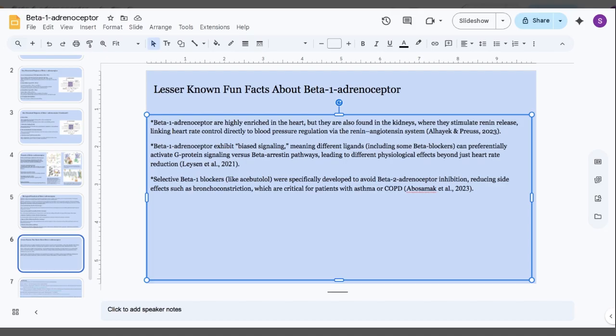Beta-1 adrenergic receptor exhibits biased signaling, meaning different ligands can show a preference in activating G protein signaling versus beta arrestin pathways, leading to different physiological effects beyond heart rate reduction alone. And selective beta-1 blockers were specifically developed to avoid beta-2 adrenergic receptor inhibition, reducing side effects such as bronchoconstriction, critical for patients with asthma and COPD.